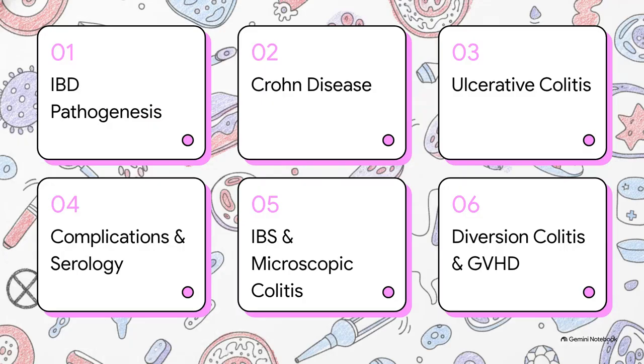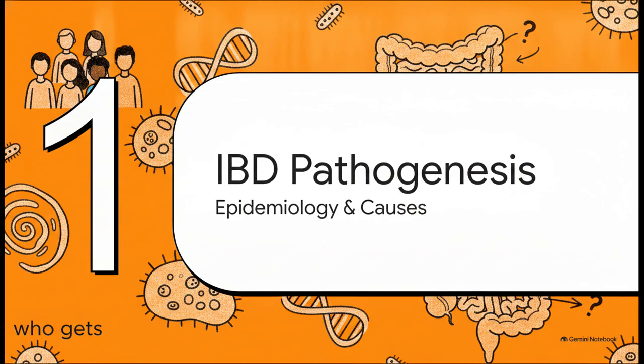Here is our roadmap for today's explainer. We'll start with IBD pathogenesis and epidemiology. Then we'll do Crohn's disease highlights, followed by ulcerative colitis highlights. After that, we'll hit IBD complications and serology, touch on IBS and microscopic colitis, and wrap up with diversion colitis and GVHD. All right, let's jump straight into Section 1, IBD pathogenesis and epidemiology.